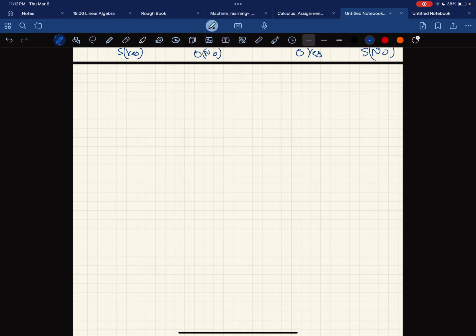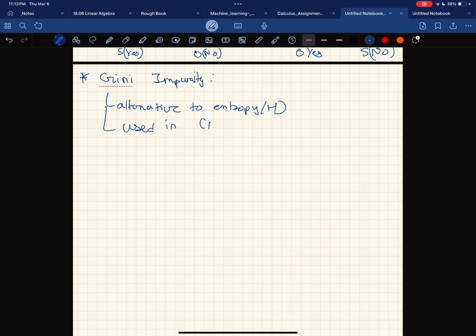Now we will move to another topic, that is Gini impurity. It is an alternative to entropy, and it is used in CART decision trees.